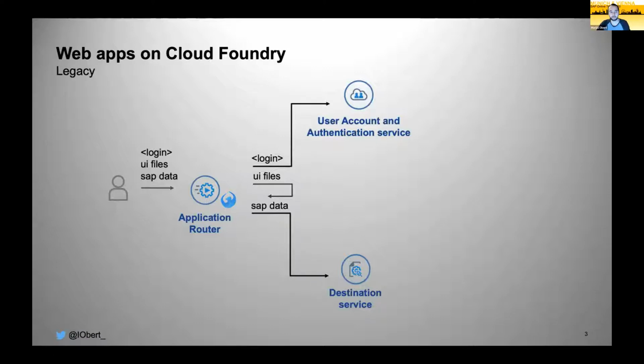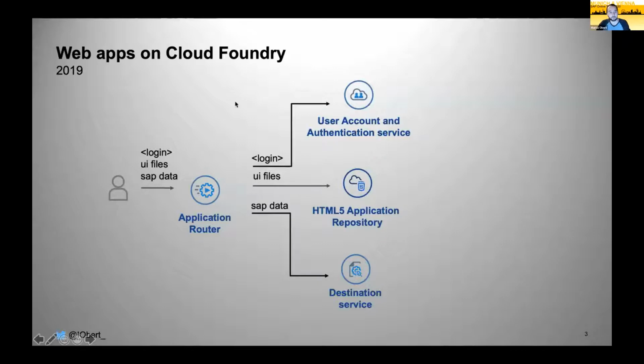And then after that, we introduced the HTML5 application repository. The only difference here is that we put the web application, like the static resource files, in a separate repository service. And then the application router also redirects traffic to that service. Now the application router basically only acted as a reverse proxy. So a normal proxy basically gets multiple inputs and redirects them to one destination, and the reverse proxy does the other side. It gets different inputs and redirects them to different places. And this is all based on the configuration.